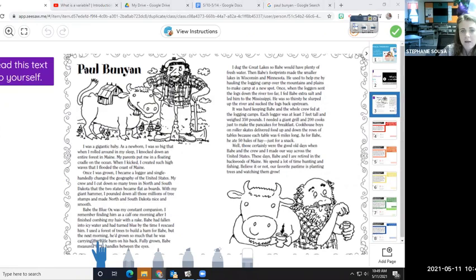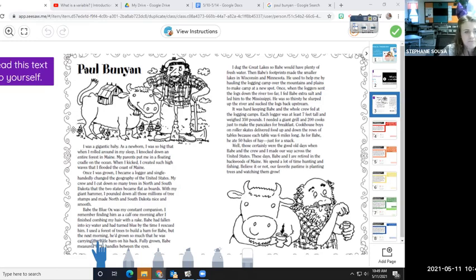Okay, hop to slide 3, please. It says, read this to yourself. Please feel free to read along with me. I'm going to read this out loud to us. Do enjoy this Paul Bunyan story and see if you can find the drama.